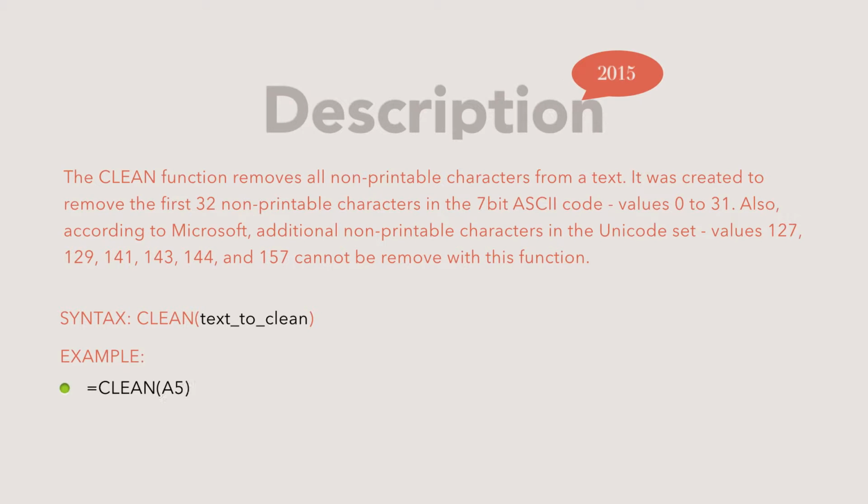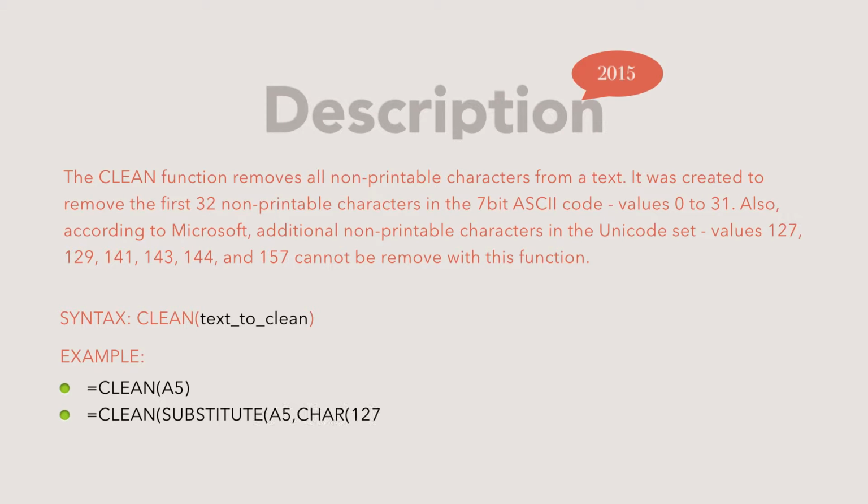We're going to look at a few examples. Let's say you want to clean the first cell, A5: use =CLEAN, and it will clean that cell. There are also characters that CLEAN cannot remove, like 127, 129, 141. Well, there's a trick to remove them.